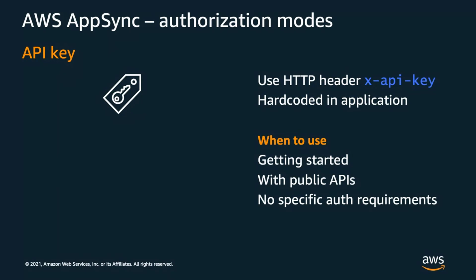When you want to create some sort of public API, so if you remember, you must have a default authorization mode defined for the AWS AppSync API. So the closest scenario to a public API is the one related to the API key because it's hard-coded in the application. Or you can use an API key again when you don't have any specific authorization requirements. For example, when you are modeling a guest user.